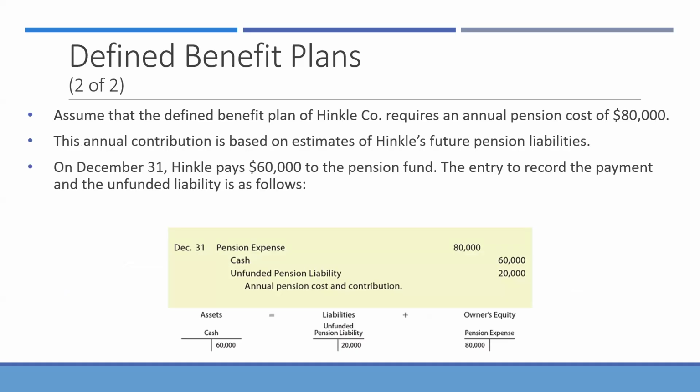I mean, pension accounting can be quite complicated, and we're going to simplify it for the purposes of this course. They basically will tell us that December 31st, Hinkle pays $60,000 to the pension fund.